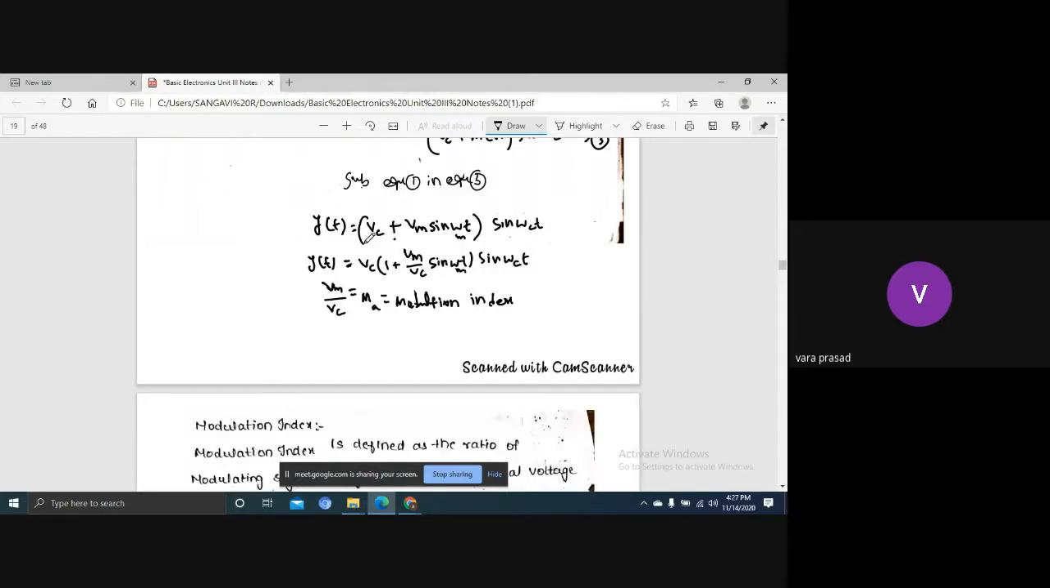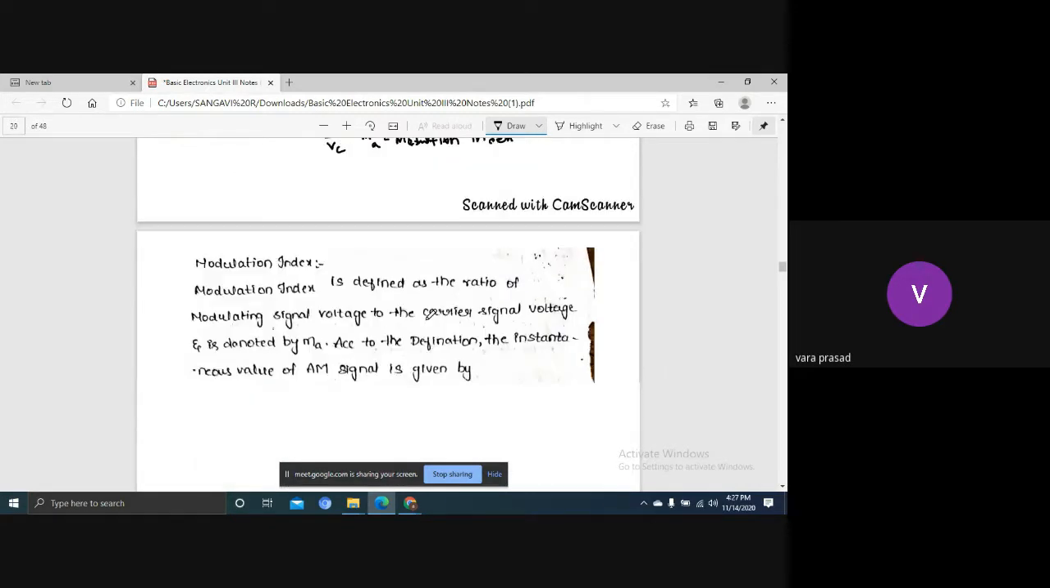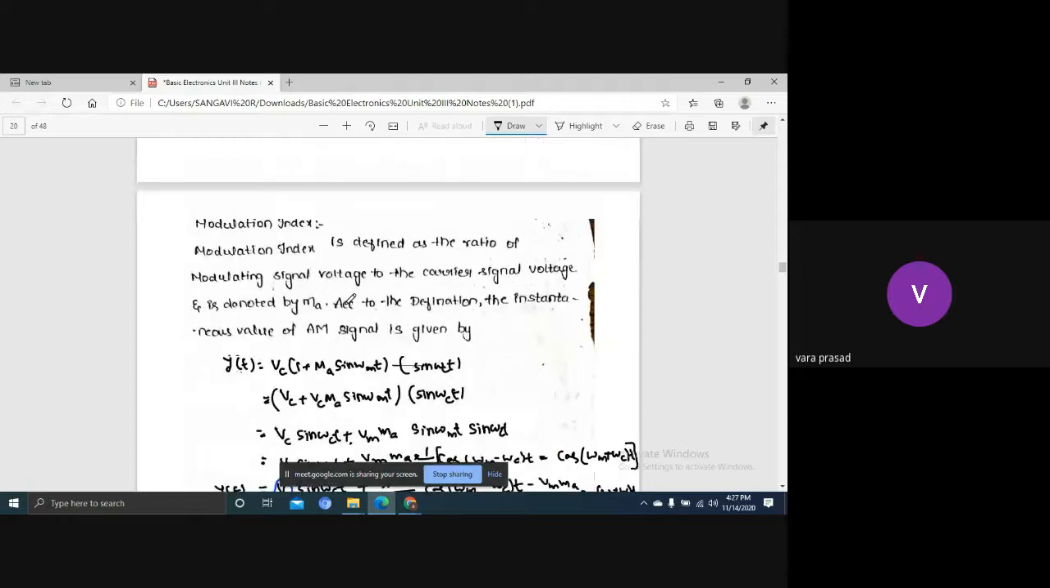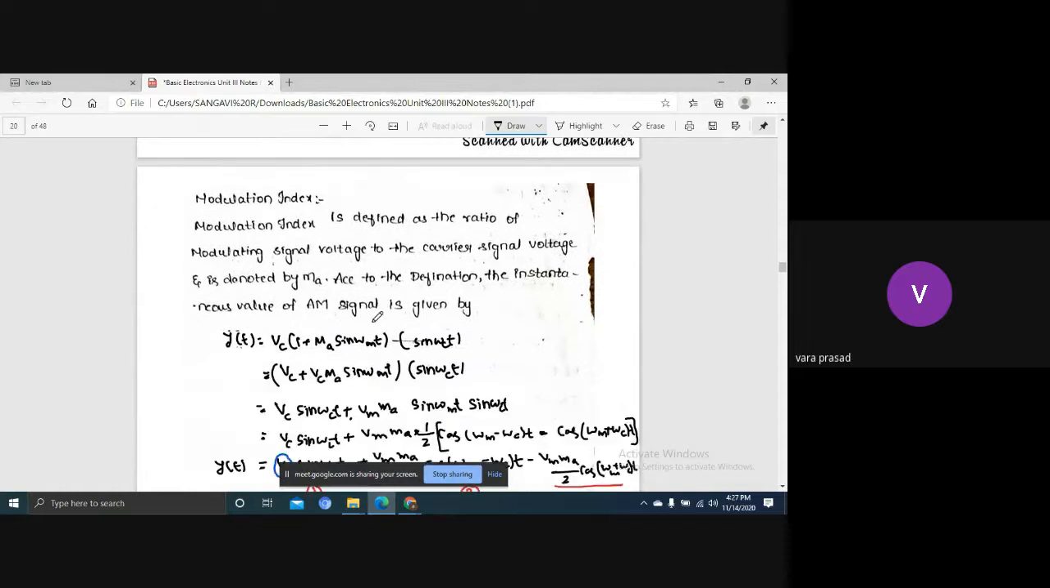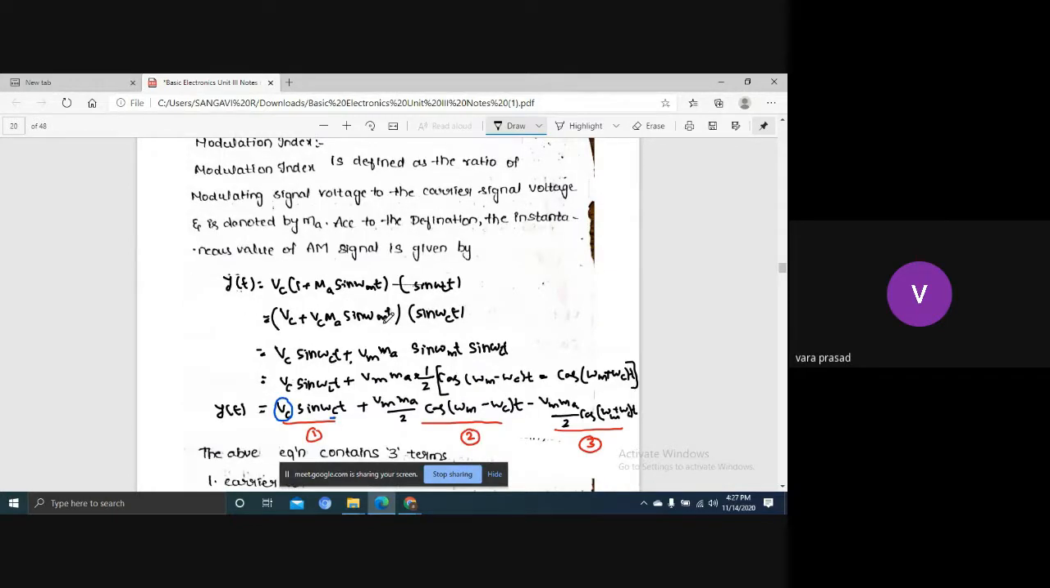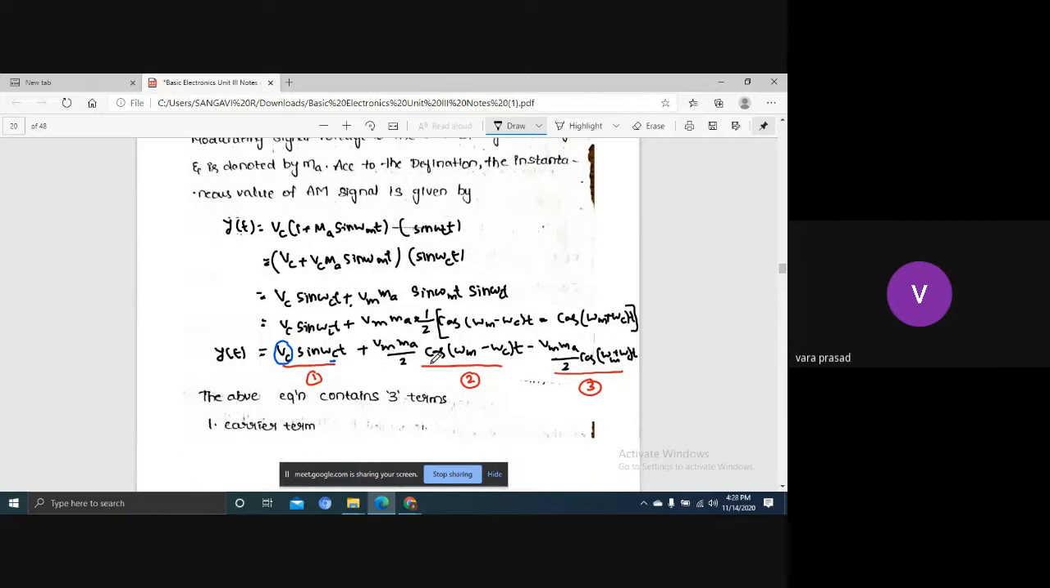Now if we take Vc common, we get this equation. Here Vm by Vc is the modulation index. I have given the definition here. Continuing from here, if we send Vc inside and multiply by sine omega ct, it looks like sine A sine B. We know that sine A sine B is equal to 1 by 2 cos of A minus B minus cos of A plus B.